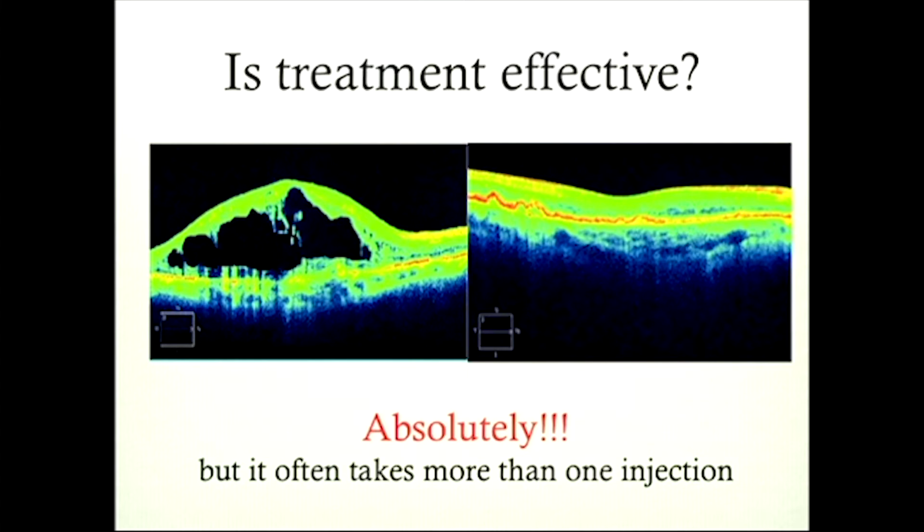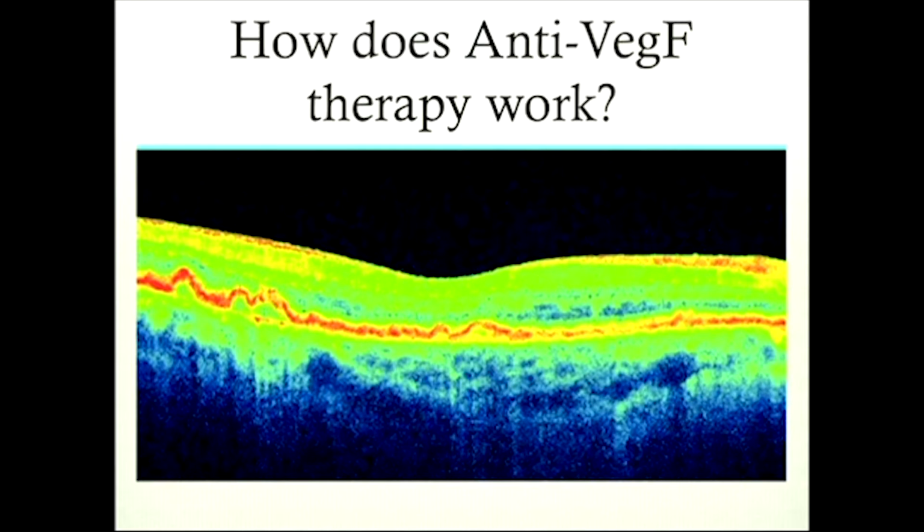This is what happens. So the only bad news is it's not a one-shot deal. It's a multiple-shot deal. And here's why. You'll see why it is. I have other videos. So how does the anti-VEGF work?